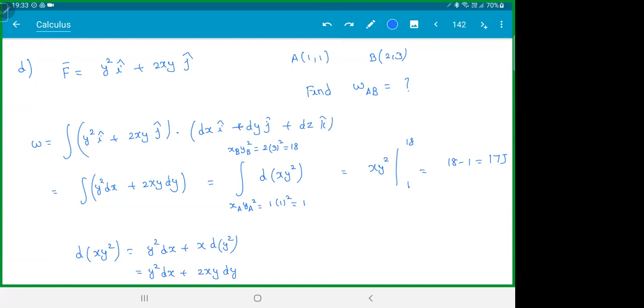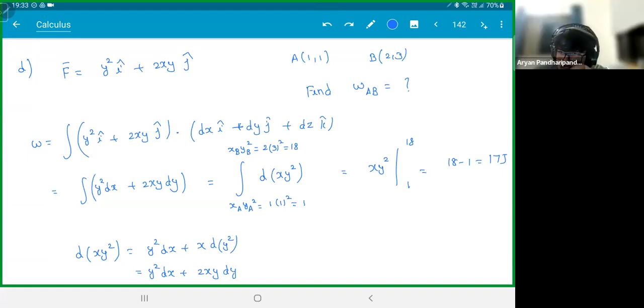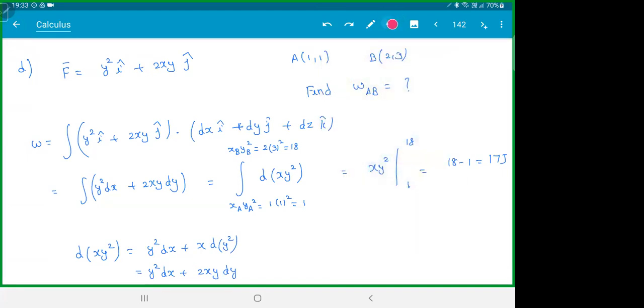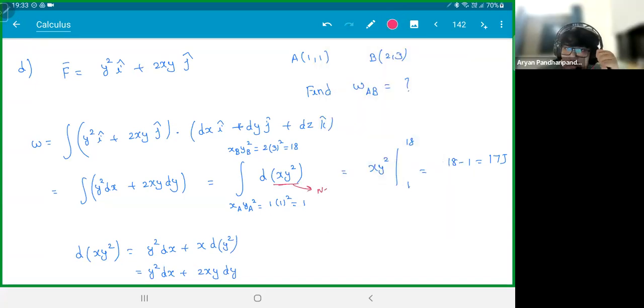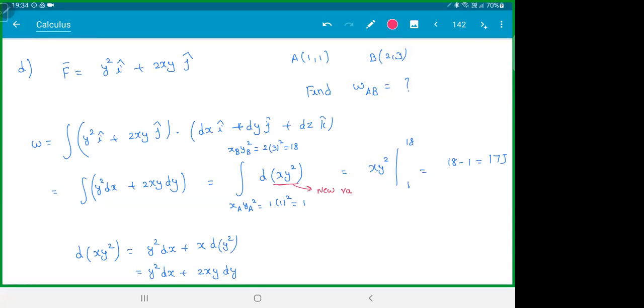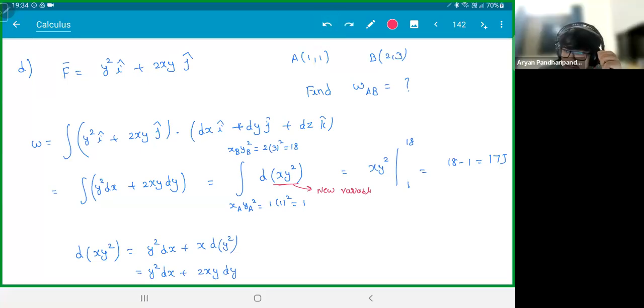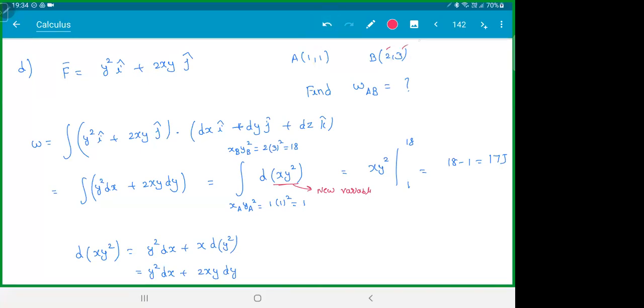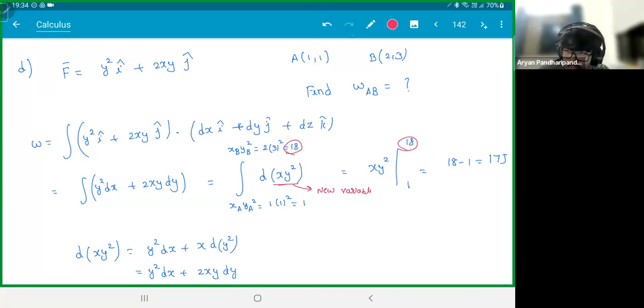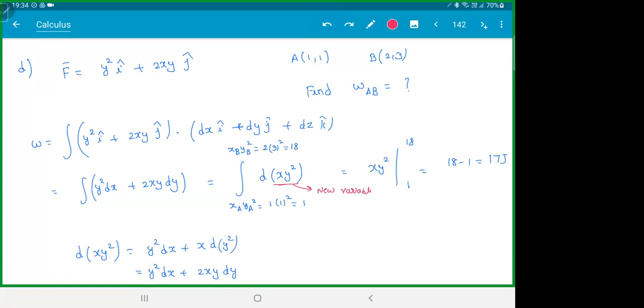Sir, how did you take the limits? Limits. Now, what is your new term here? The new variable is xy square, right? Yes. So initially, what is xy square? x is 1, y is 1, so 1 into 1 square. Yes. Finally, what is xy square? 2 into 3 square, 3 squared. Yes. So 18. Yes. Got it?